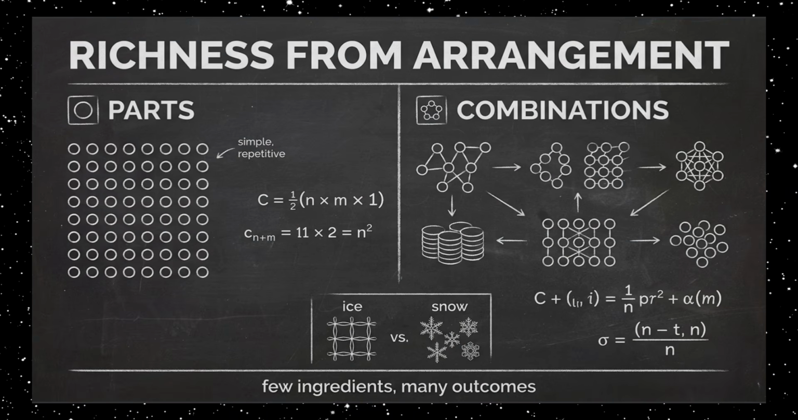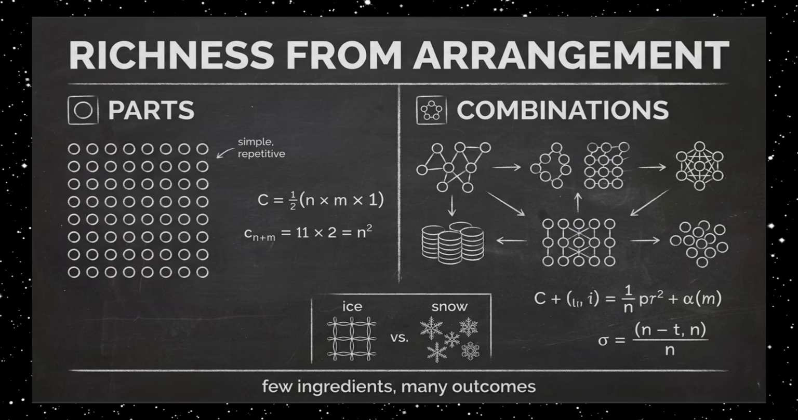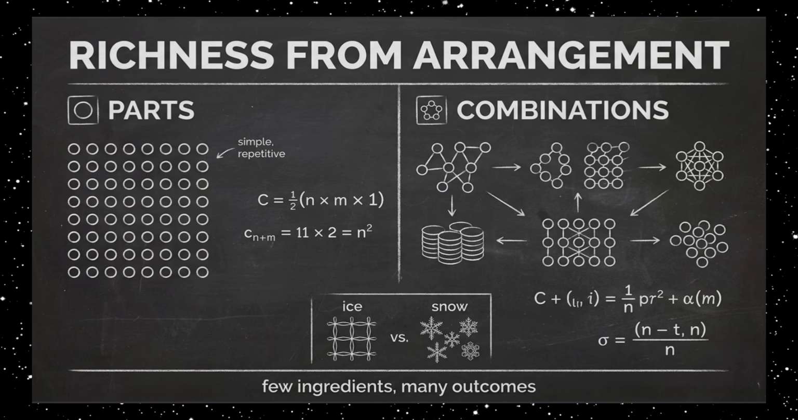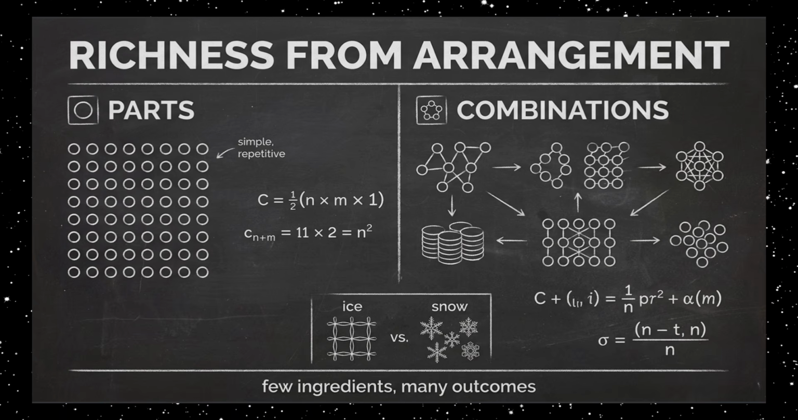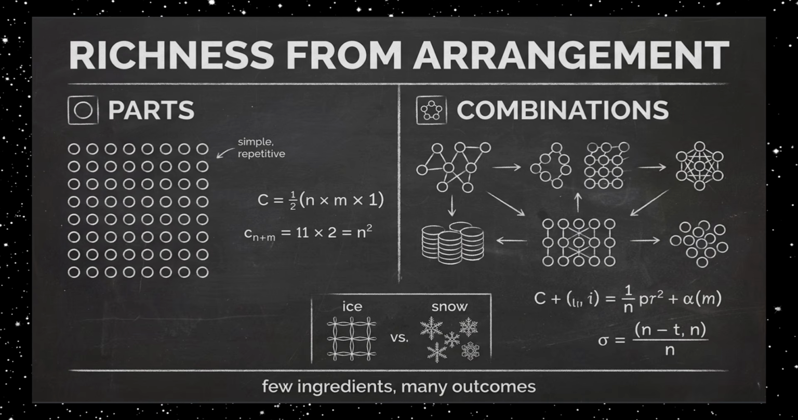This is one of the deepest ideas in all of science. The richness of the world is not in the variety of the parts. The parts are simple, repetitive, almost boring. The richness is in the number of ways the parts can be put together. Snow versus ice is a tiny taste of that.